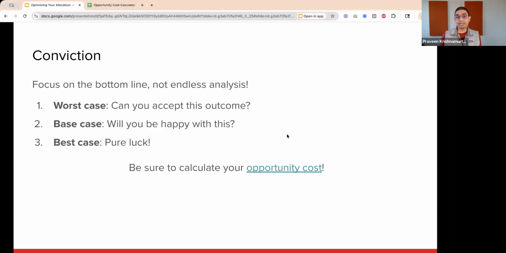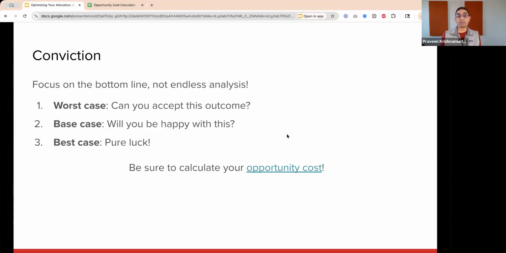And conviction, finally, is ultimately about how you think through a range of outcomes. The worst case, the base case, and the best case. Can you live with the downside of the worst case? Is the outcome still meaningful and aligned with your goals for the base case? And as far as the best case is concerned, it's just luck. You really should not be relying on it.